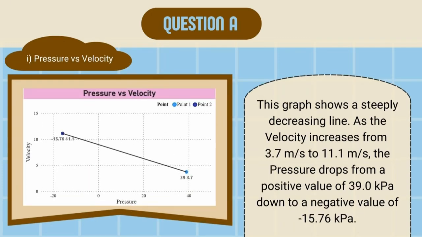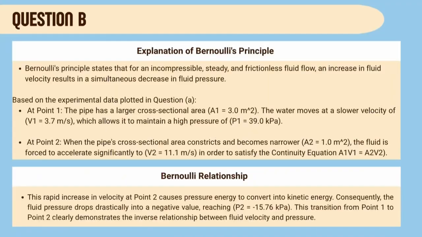Now is the graph for pressure versus velocity. This graph shows a steadily decreasing line as the velocity increased from 3.7 meters per second to 11.1 meters per second. The pressure dropped from a positive value of 39 kilopascal down to a negative value of negative 15.76 kilopascal. Explanation of Bernoulli principle: in an ideal steady and frictionless fluid flow, an increase in fluid velocity results in a simultaneous decrease in fluid pressure.